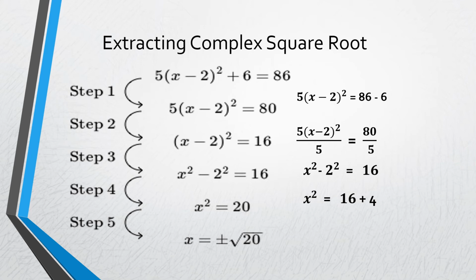x squared is equal to 16 plus 4. Where did we get 4? 2 squared. Or 2 times 2 become 4. Again, you transpose, the negative become positive. So 16 plus 4, that is equal to 20. So your x is equal to positive, negative, square root of 20.